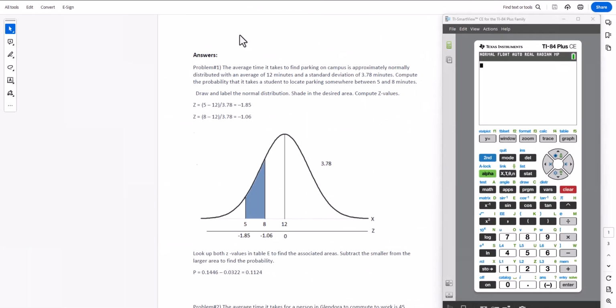In this video, I'll work out 3 examples of applications of the normal distribution. The first problem states the following.